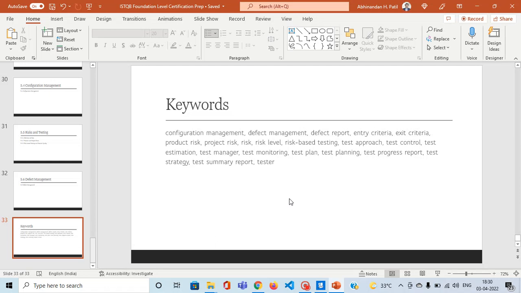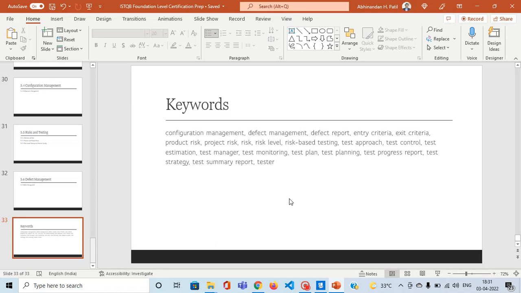Test monitoring is gauging the testing activity. You gauge, or you measure, and then you take appropriate control action if you are the test manager. Test plan is a comprehensive document which documents the planning of the testing. Okay. Next is test planning, what we spoke about in the test plan. Test progress report, how we are faring with respect to the testing activity.